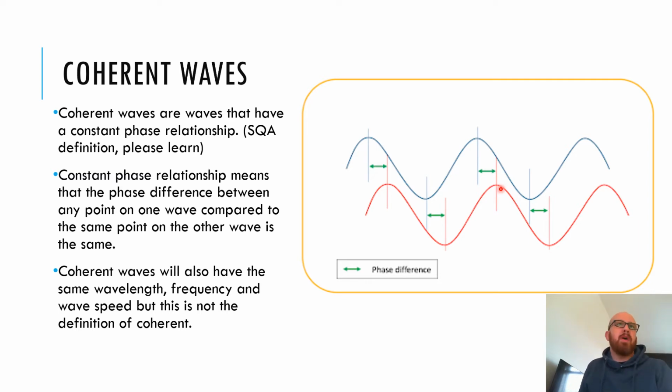So a coherent wave has a constant phase relationship. Constant phase relationship means that the phase difference between any point on one wave compared to the same point on the other is the same. Coherent waves will also have the same wavelength, frequency and wave speed, but this is not the definition of coherent. So make sure you don't use that if defining what a coherent wave is.